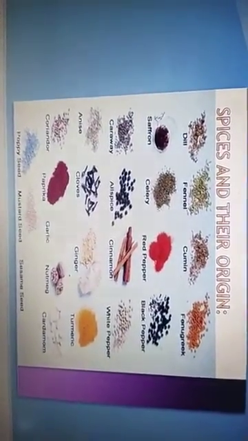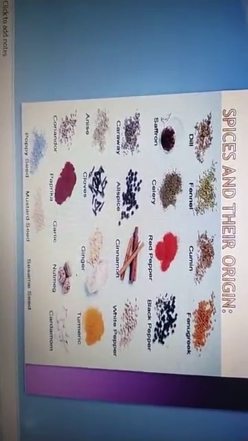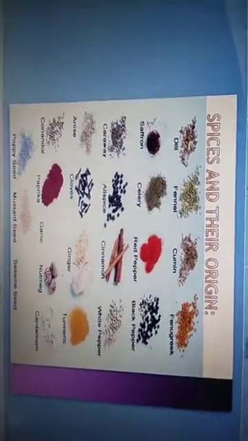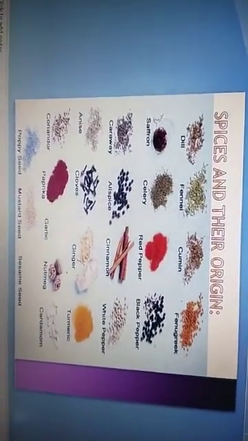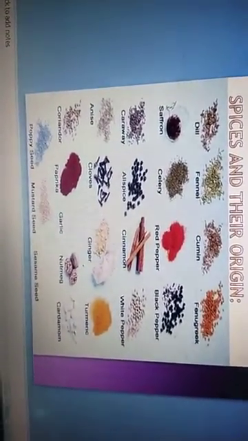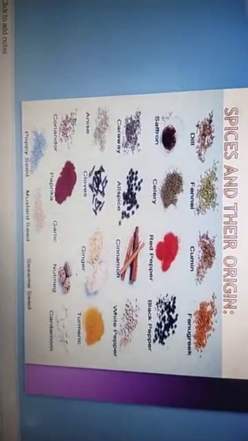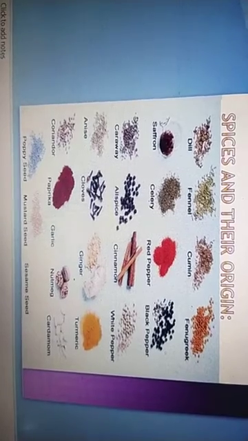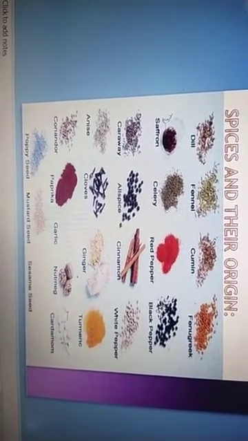Now let us learn about some spices and their origin. Cloves, which we call laung, originated from Indonesia. Black pepper, which we call kali mirch, originated from India and Indonesia.